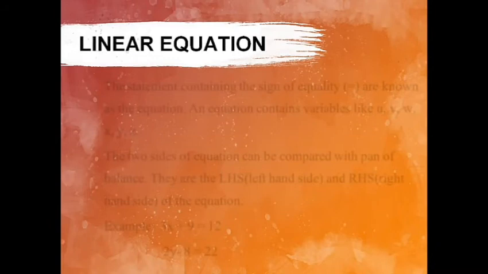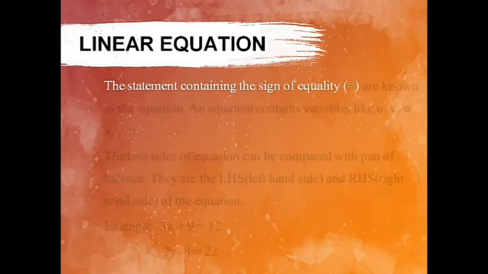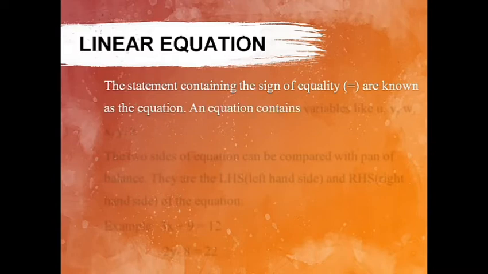Then the next is linear equation. Now, what is a linear equation? Before this we saw what a linear expression is. Now we will see what a linear equation is. A statement containing the sign of equality, equal to, is known as an equation. An equation contains variables like u, v, w, x, y and z, etc.